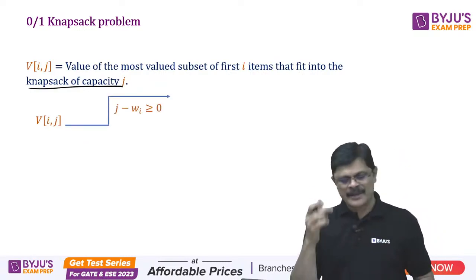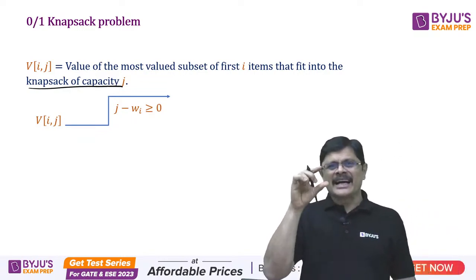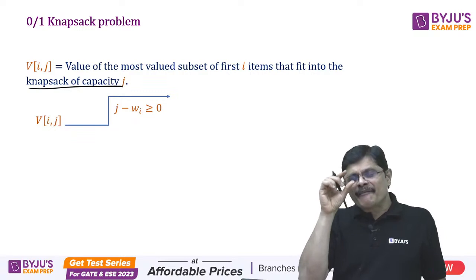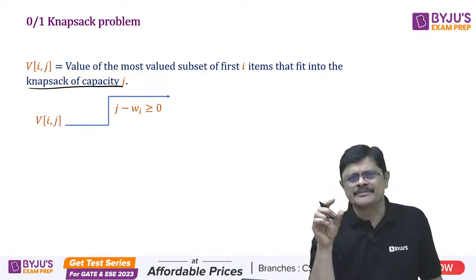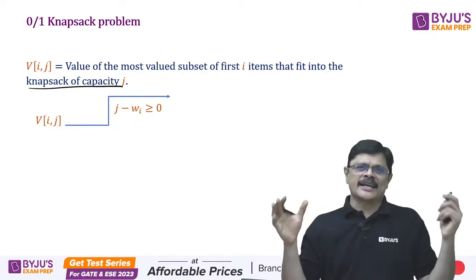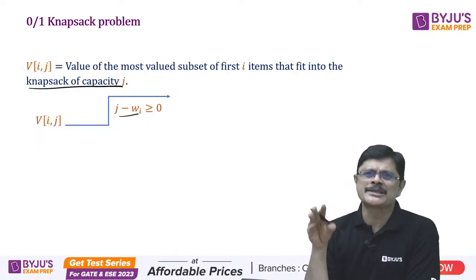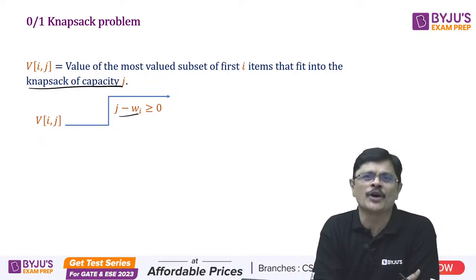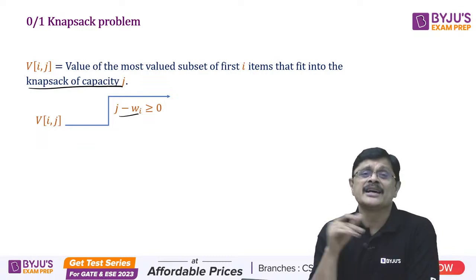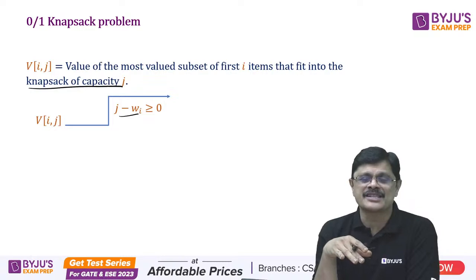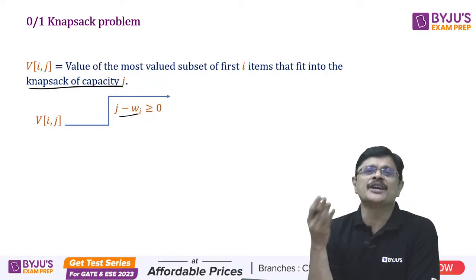So in this, what happens? There is an ith item, no? Suppose the weight of the ith item is smaller than the knapsack capacity, that is j minus Wi is greater than or equal to 0. It means there is a possibility that this ith item can be put in your knapsack. In that case, without putting it, what is the cost, and with putting it, what is the cost, you have to consider. Out of these two, whatever is best, that you have to consider.